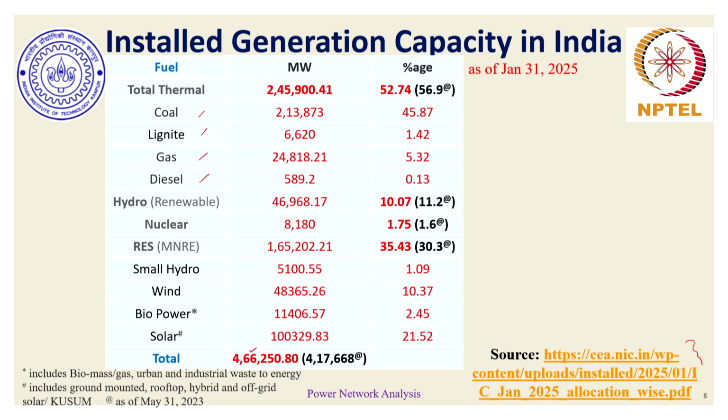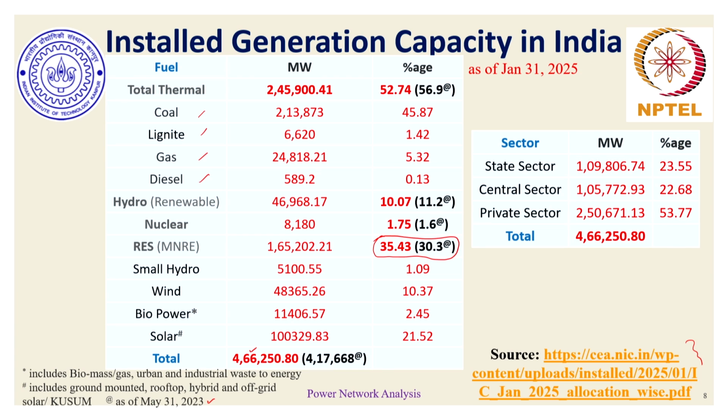The numbers that we see in red are the numbers as of January 31st, 2025, whereas the numbers given in black refer to the numbers as of May 31st, 2023. And over the years, the percentages have evolved. As you can see, the most significant change, which is appreciable enough, is the share of renewable energy resources, which has gone up from 30% to almost 35.5% within 2 years.